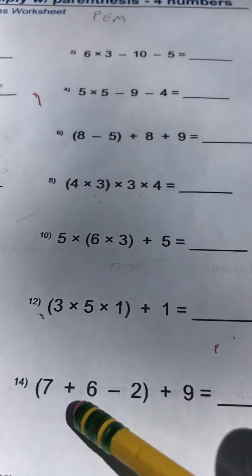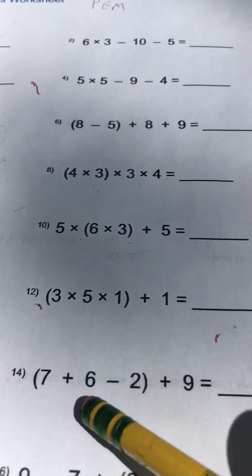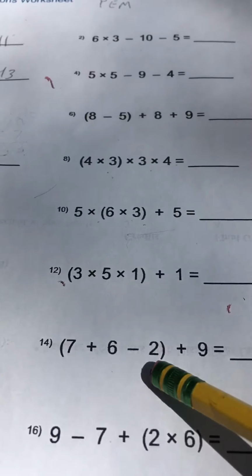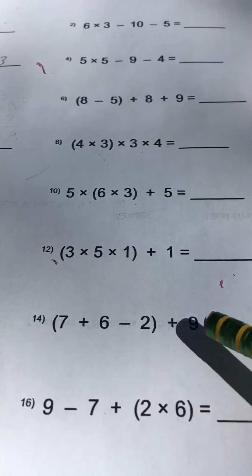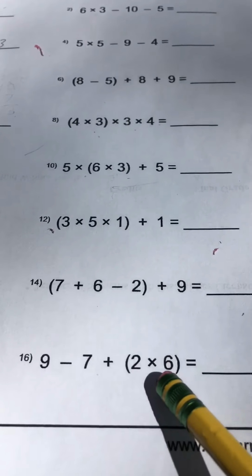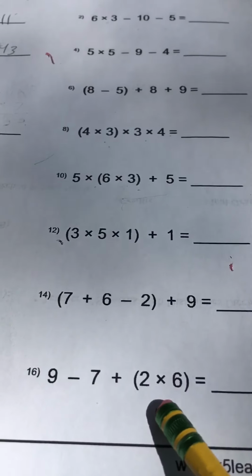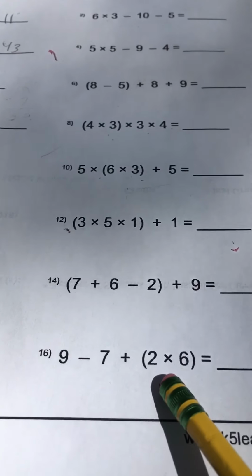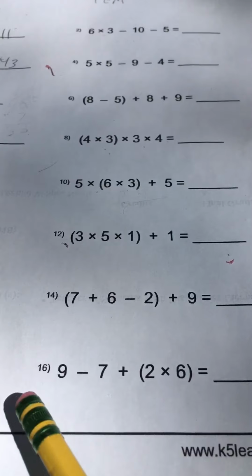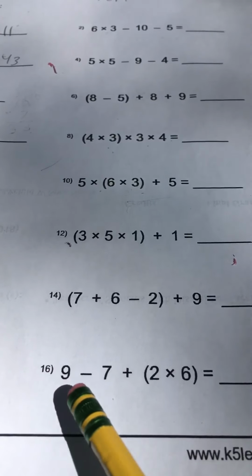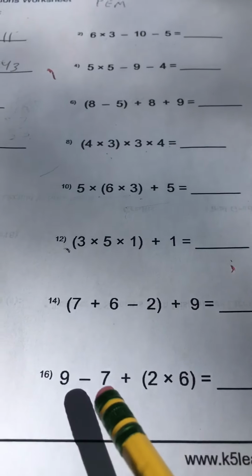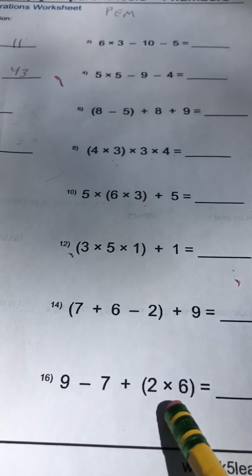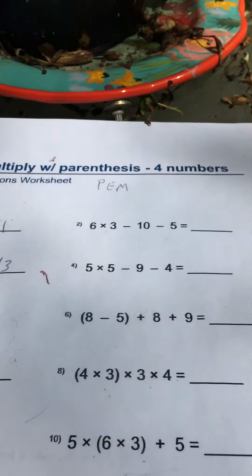Okay, so 7 plus 6, get an answer, subtract 2 from that, bring it down, add 9. Okay, parenthesis problem, you work that first. Okay, rewrite the problem, 9 minus 7 plus the answer to the parenthesis problem, and you can work from left to right. So then you would subtract 9 minus 7 and then add your answer, whatever that is, to that.